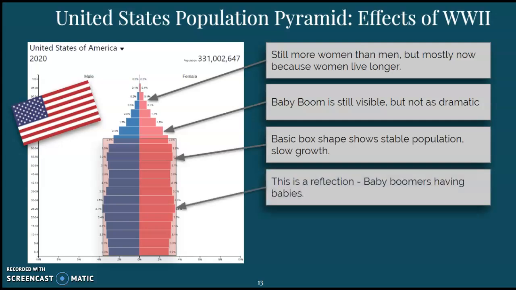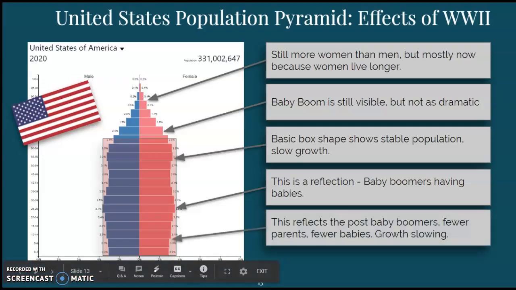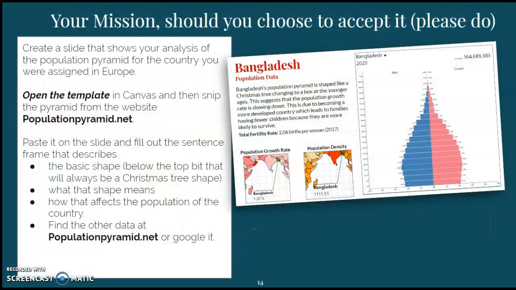We do have a little bit wider bubble in about the 25 to 29 age group, and that's just a reflection of when the baby boomers started having babies. So we had the largest population growth there with the baby boom, and then when they had kids it was a larger number again. Now at the lower end, we've got the post-baby boomers. We have fewer parents, so that's fewer babies, and the growth is slowing.